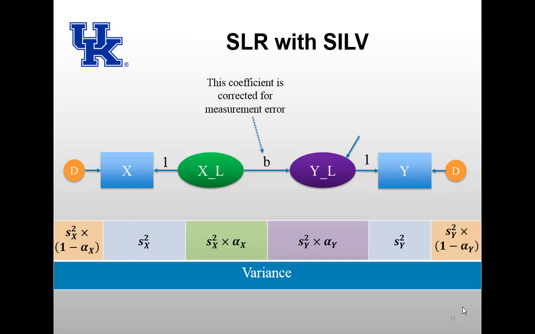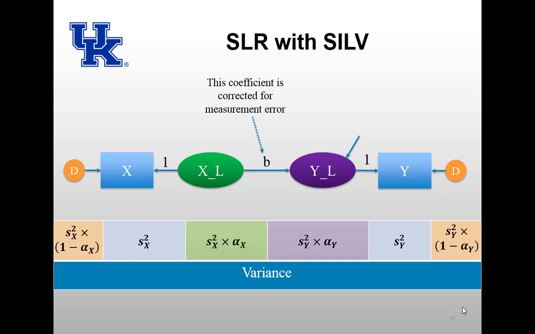So if we want to do simple linear regression with single indicator latent variables for X and Y, the regression coefficient is the coefficient of the path between the latent variable for X and the latent variable for Y. So on the left, we have this block. Okay, we're modeling X as a single indicator latent variable. On the right, we have another block. We're modeling Y as a single indicator latent variable. And then the variables that we use for our structural components for the regression part are the latent variables.